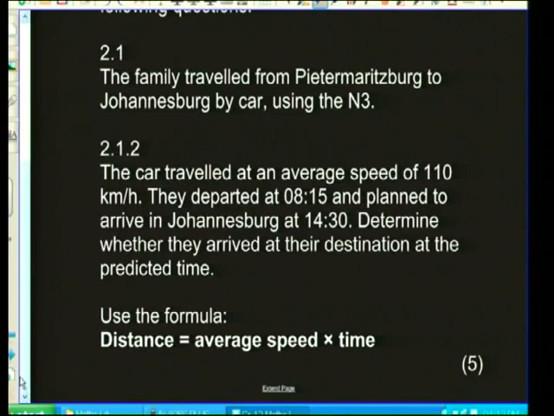Okay, our next question now says this. The car traveled at an average speed of 110 kilometers per hour. They departed at 8:15 and planned to arrive in Joburg at 2:30. Determine whether they arrived at their destination at the predicted time. Use the formula distance is equal to average speed times the time.